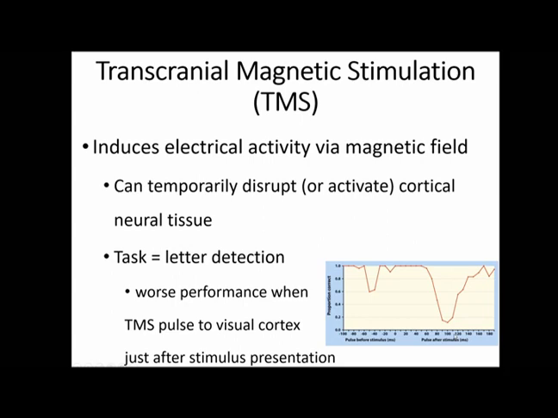And the particulars of the study that they use to show this don't really matter. What we care about is that there's a type of imaging, quote unquote imaging, but there's a technique where you can deactivate different parts of the brain to see how your behavior, how your performance in different behavioral tasks changes when different parts of your brain are deactivated.